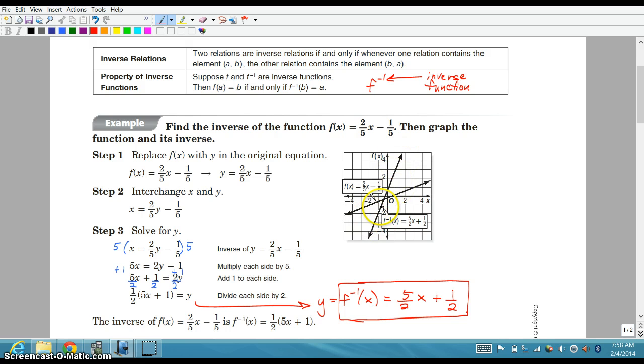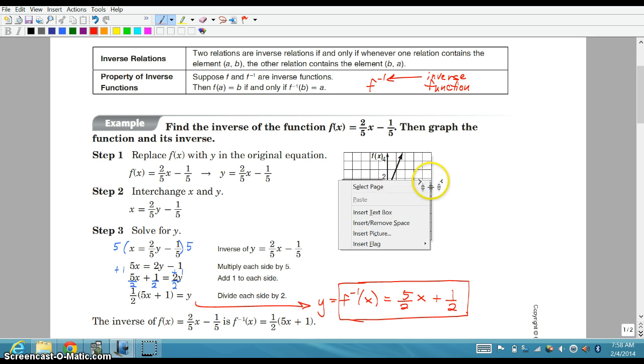So the graph is done for you. F of x here, 2/5 x minus 1/5. There is, for that particular line, a y-intercept of -1/5. And the slope from that point, 2/5, so I'm going to go up 2, right 5, putting me here.